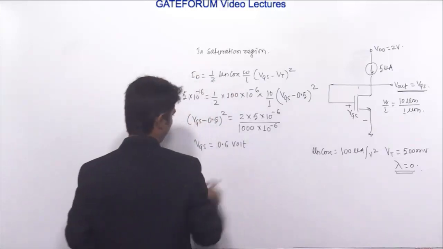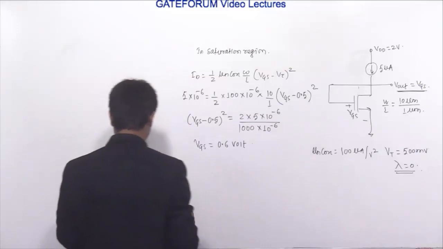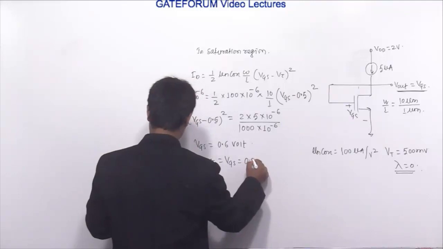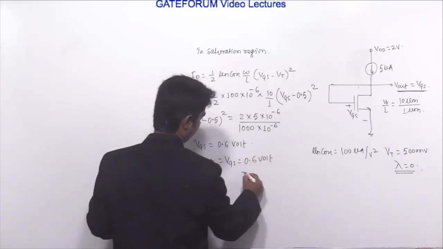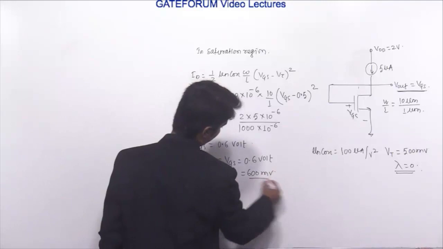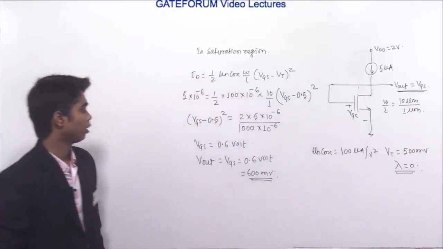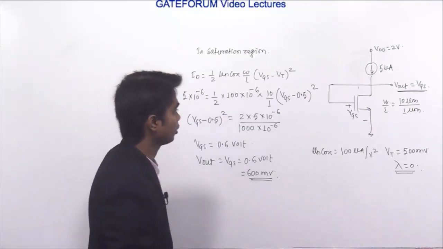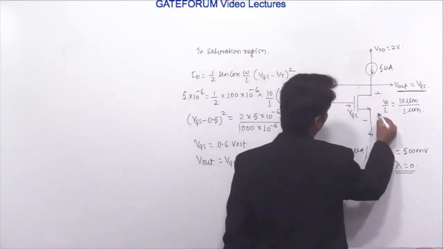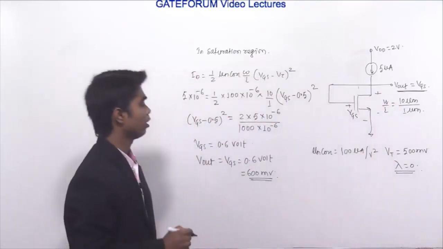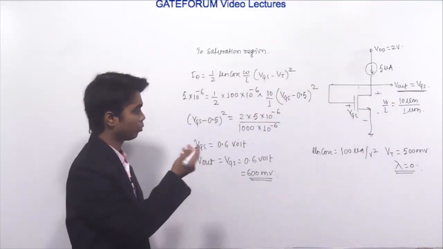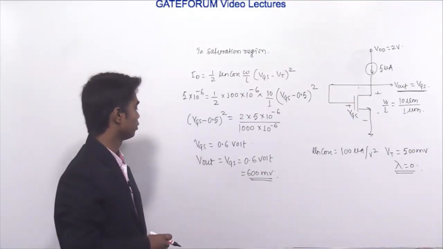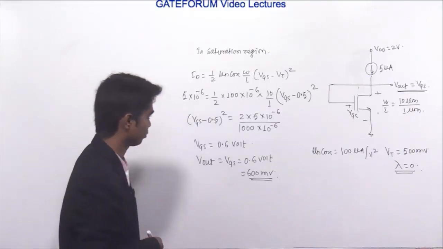If you solve this, it will come VGS equals 0.6 volt, and we know that Vout equals VGS equals 0.6 volt, or we can say 600 millivolt. Okay, this is the answer. Now if you want to check whether the given transistor is operating in the saturation region or not, you calculate the VDS and check it. Or second, the MOS is following the square law, which means this is also correct.